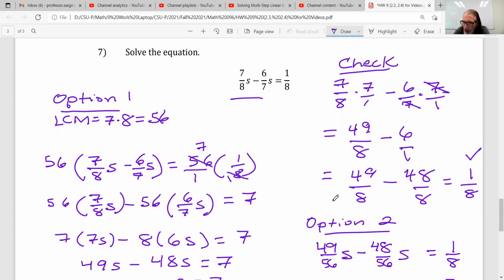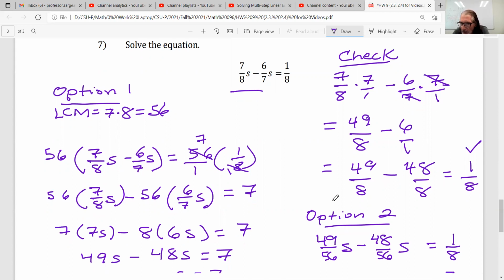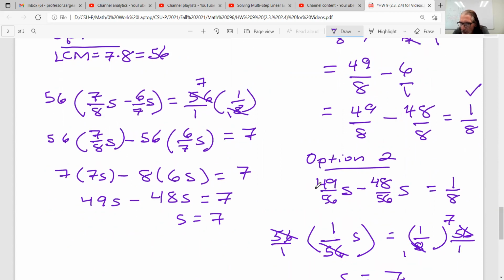Both of those in front of an s. Since we have the same denominator, we can subtract the numerators to get 1. The denominator will still be 56. That 1/56 is in front of s, and that equals 1/8.